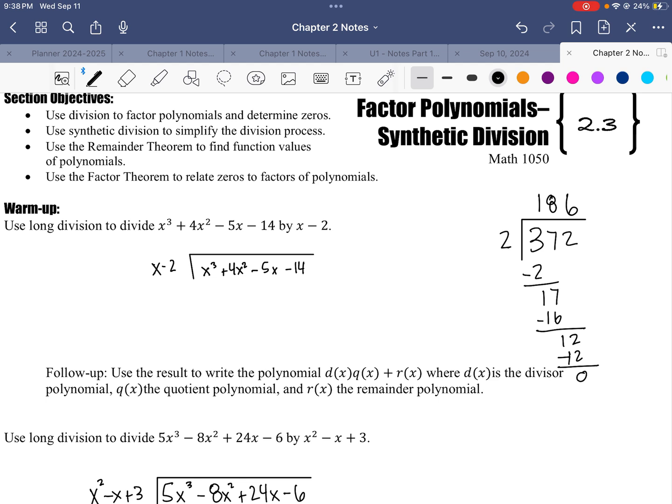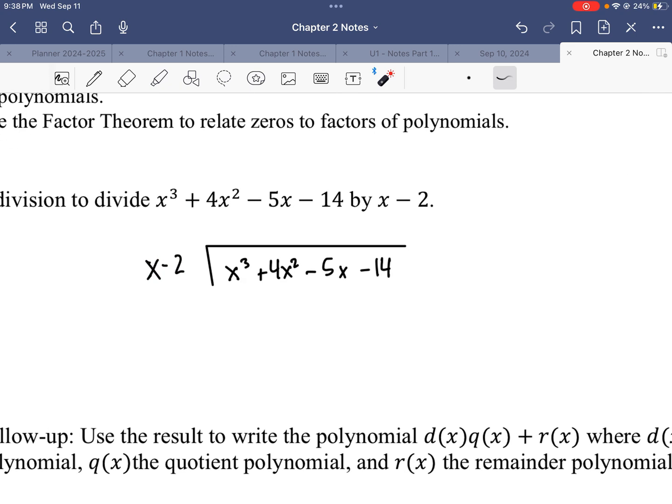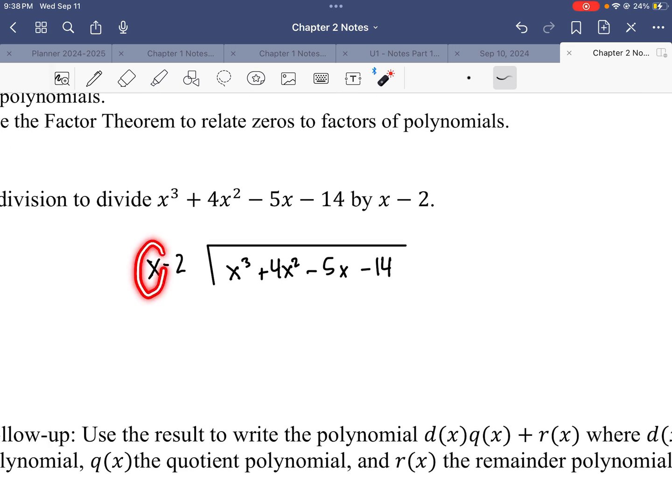So the idea behind polynomial long division is the same concept. We started with saying, how many times does 2 go into 3? Well, how many times does x go into x to the third? In other words, what do you need to multiply by x to get x to the third? The answer is x squared.